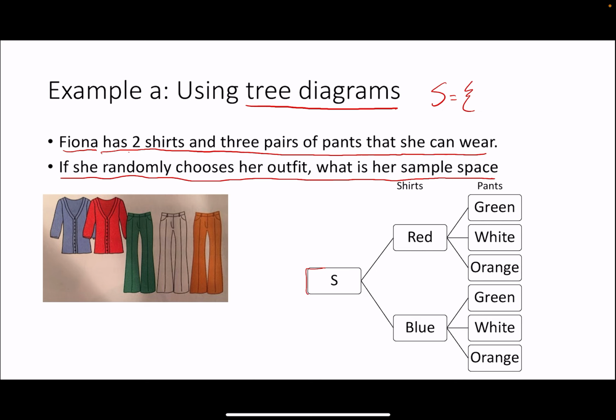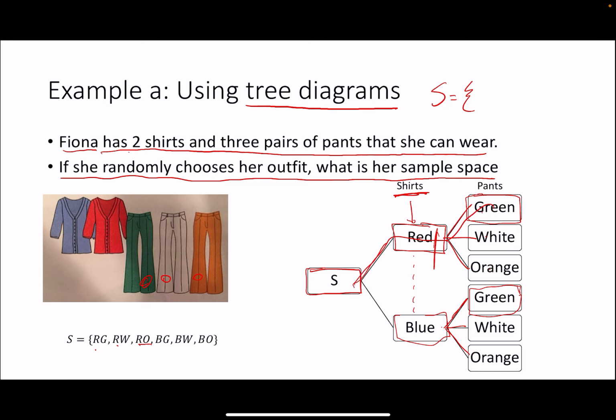Okay, we're using a tree diagram. So we start from S. Now for shirts, she can pick either a red or a blue shirt. And if she picks a red or a blue shirt, she can pick green, white, or orange pants. So red goes with green, white, and orange, or blue goes with green, white, and orange. Now you notice if she picks green pants, she can do that in two ways, red and green or blue and green.